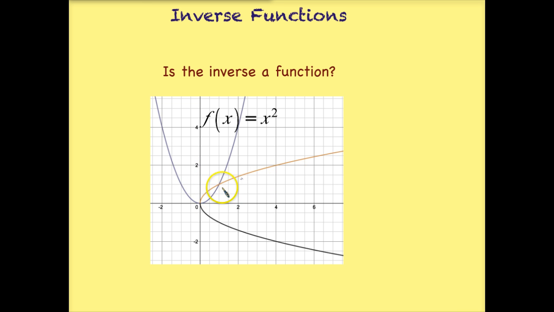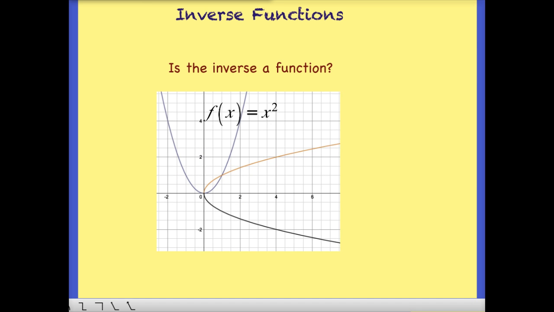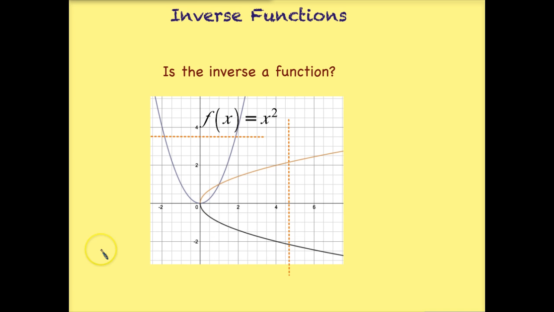Well, if you'll notice, our inverse would not pass the vertical line test. It intersects the function in two places. Our original function is a function because it does in fact pass the vertical line test, but because it doesn't pass the horizontal line test, it's not one-to-one, which makes the inverse not a function. And we can't have that.